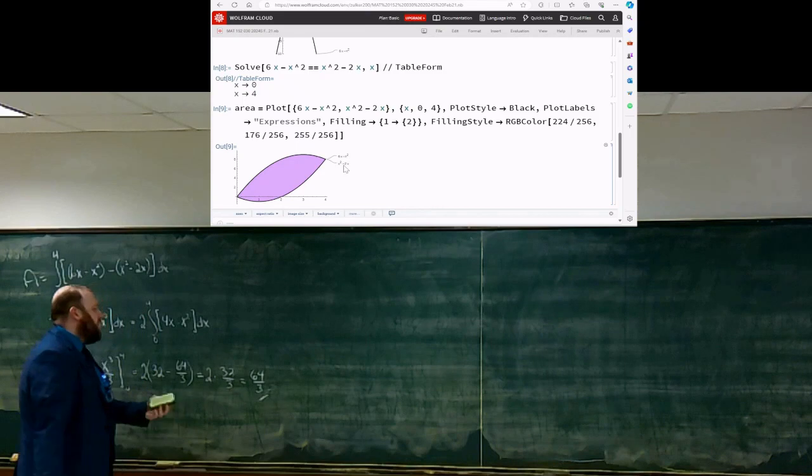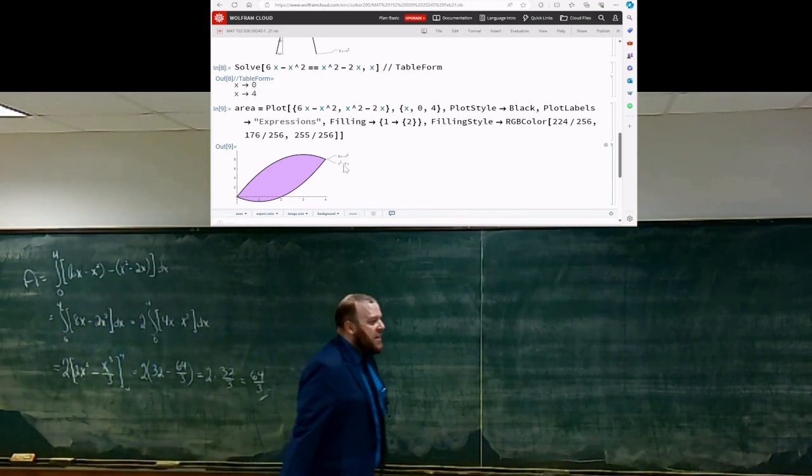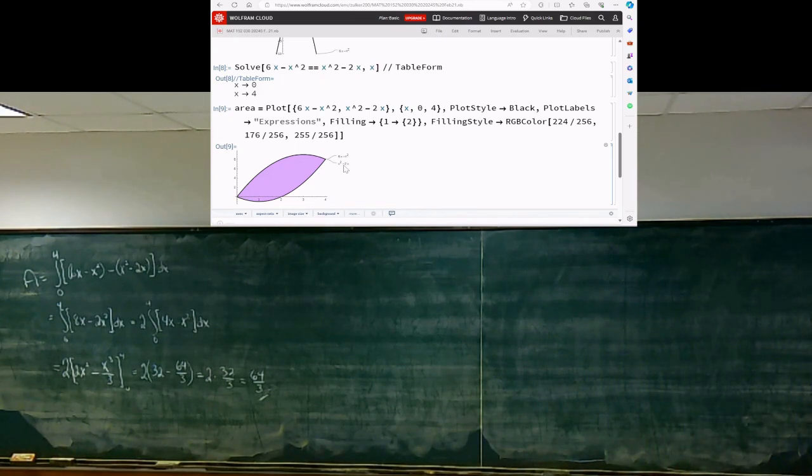All right, so that area is 64 thirds square units. And whatever the units happen to be. Assuming I did the mental math right. Which I did. Perfect.